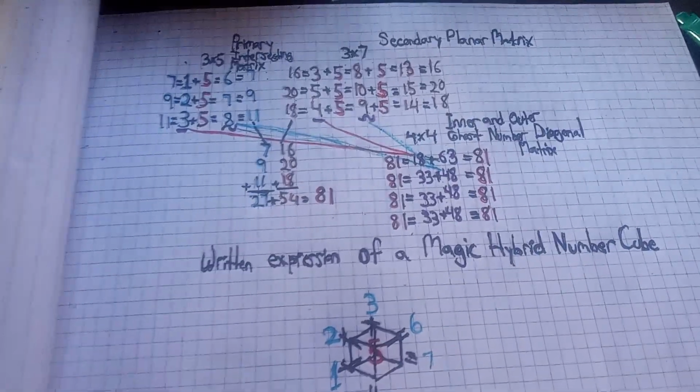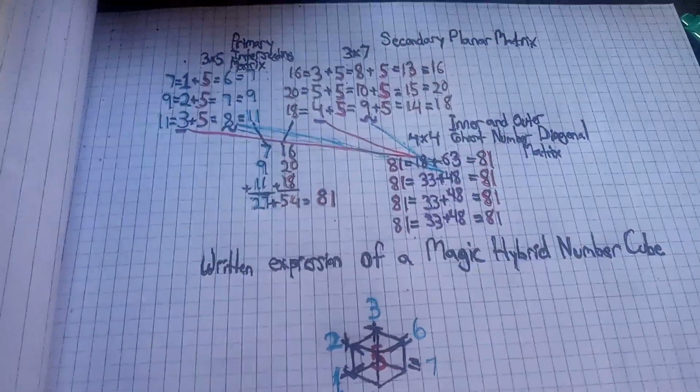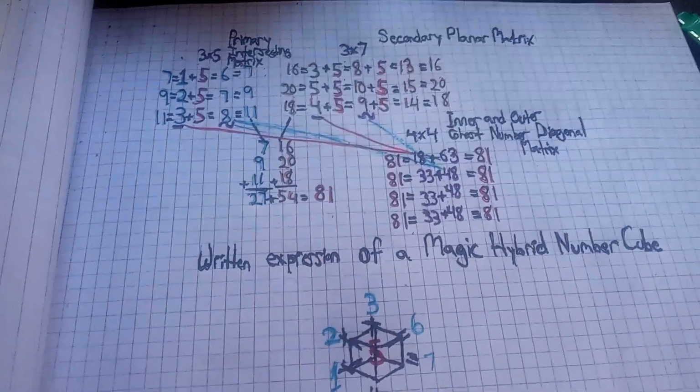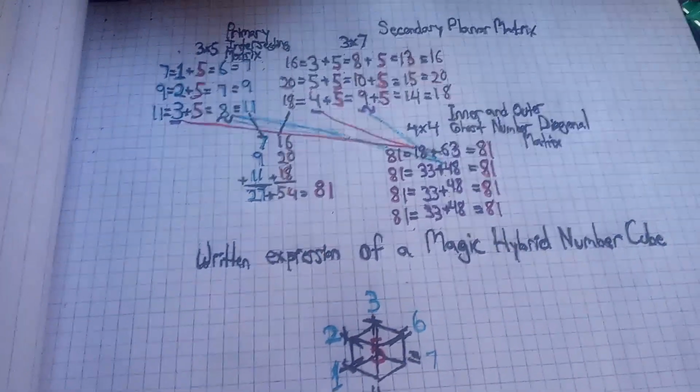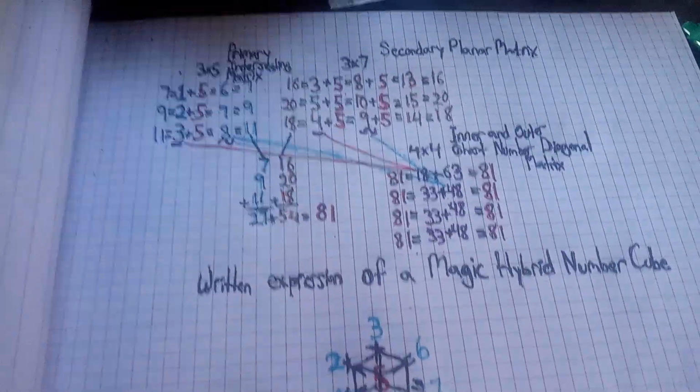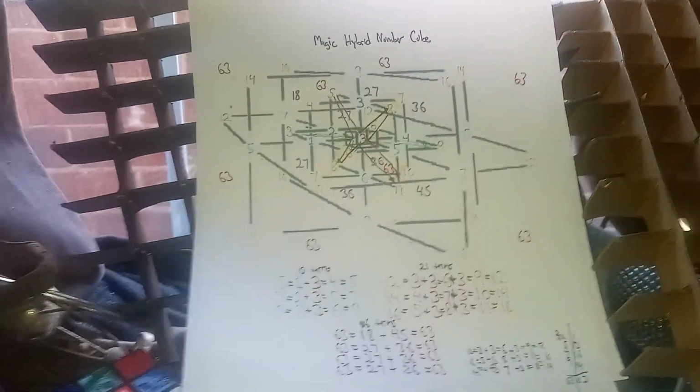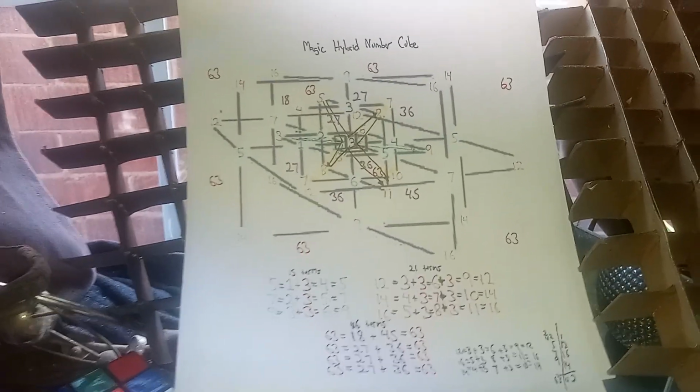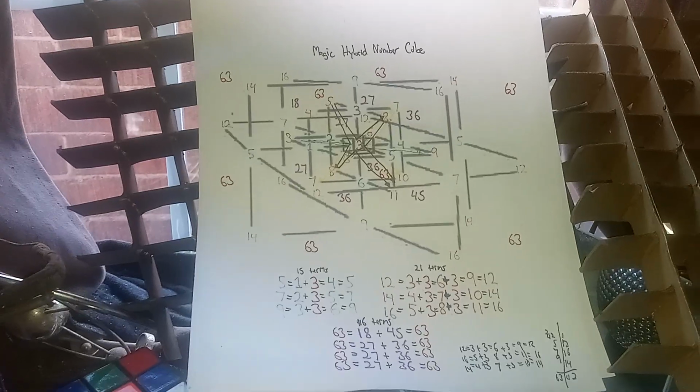I would like to briefly go over the significance of this three-part array of numbers that achieves a magic hybrid cube a lot faster than actually doing it on the cube itself.